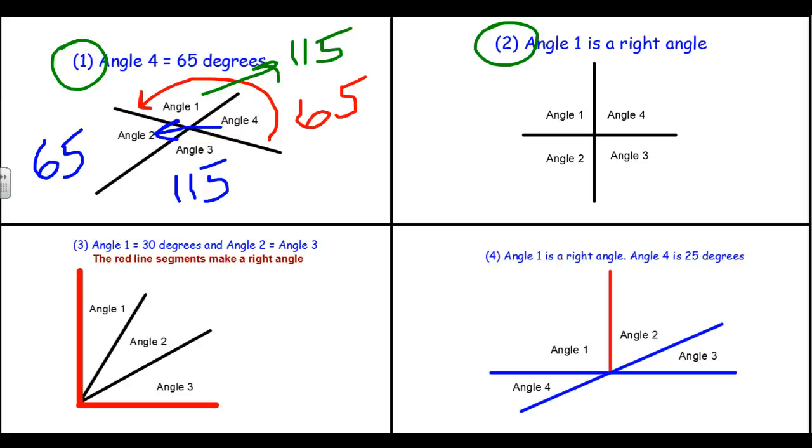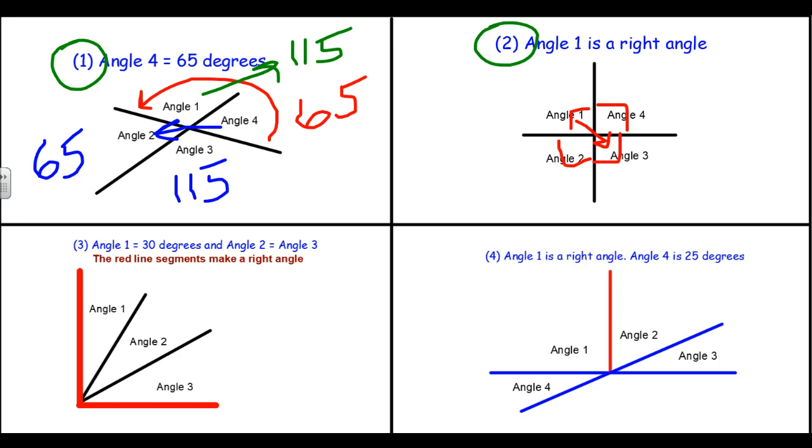In number 2, we know that angle 1 is a right angle. And so therefore angle 3, which is vertical to it, is also a right angle. Angle 4, which is supplementary to angle 1 and 3, is also a right angle. We just have right angles all around. That's the point with number 2, right angles all around.